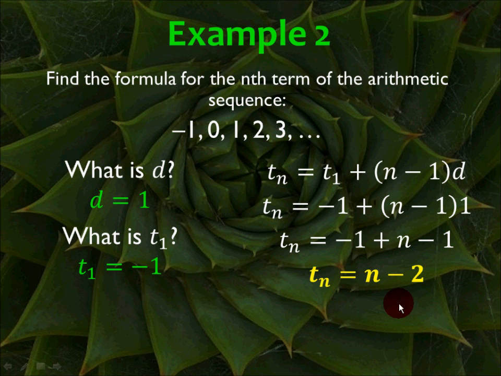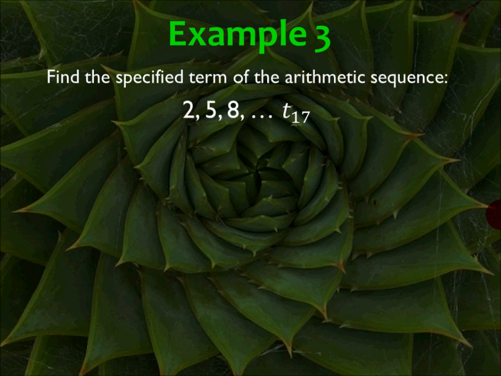So the formula checks out with the sequence, and that's a good way just to make sure that you've gotten the sequence right. Example 3. Find the specified term of the arithmetic sequence 2, 5, 8, and so on. We want to know T17, the 17th term.